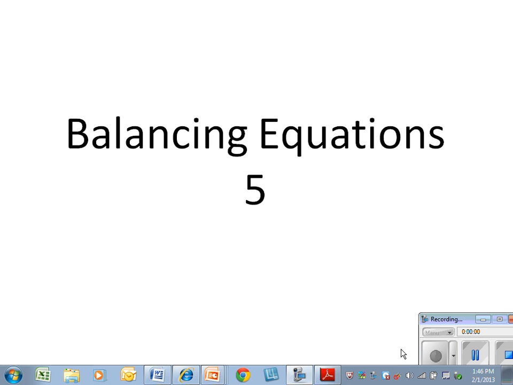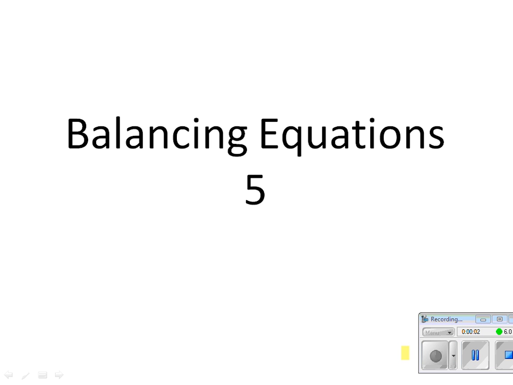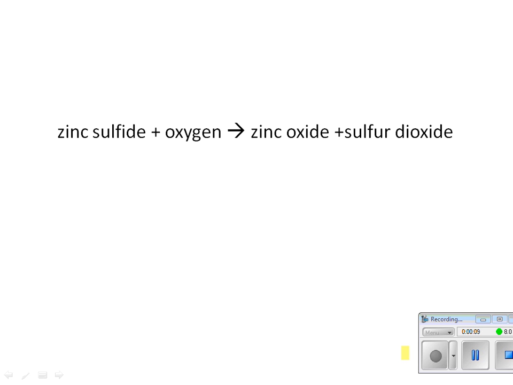This is the fifth video in our series of balancing equations where we are following the law of conservation of mass. In this particular equation that we're going to solve, we have a word equation. We have zinc sulfide reacts with oxygen to form zinc oxide and sulfur dioxide. So the first thing we need to do is go from a written name formula to chemical formulas.